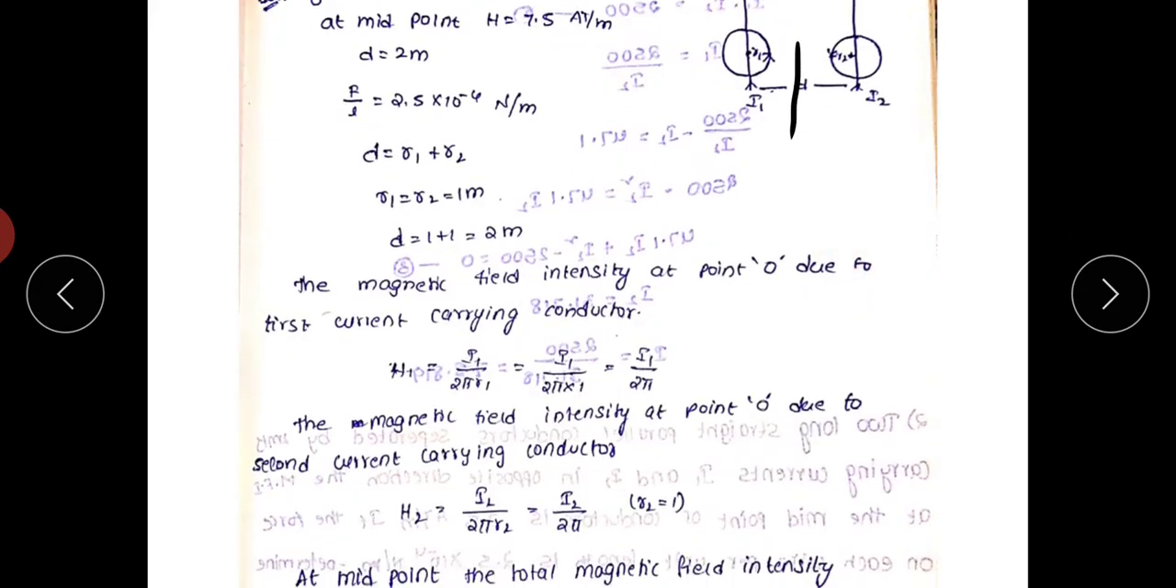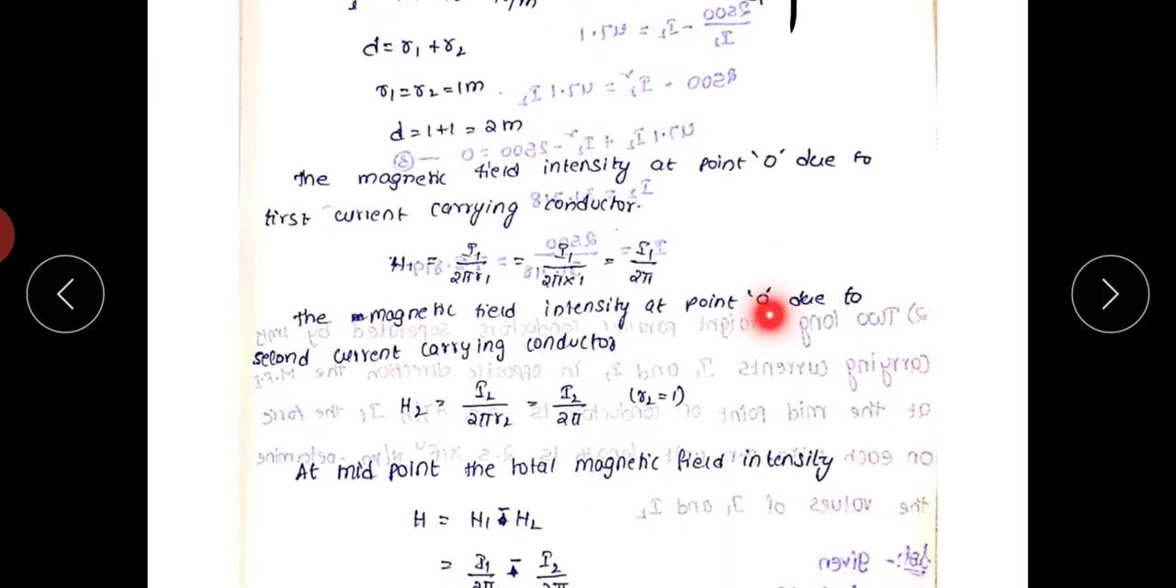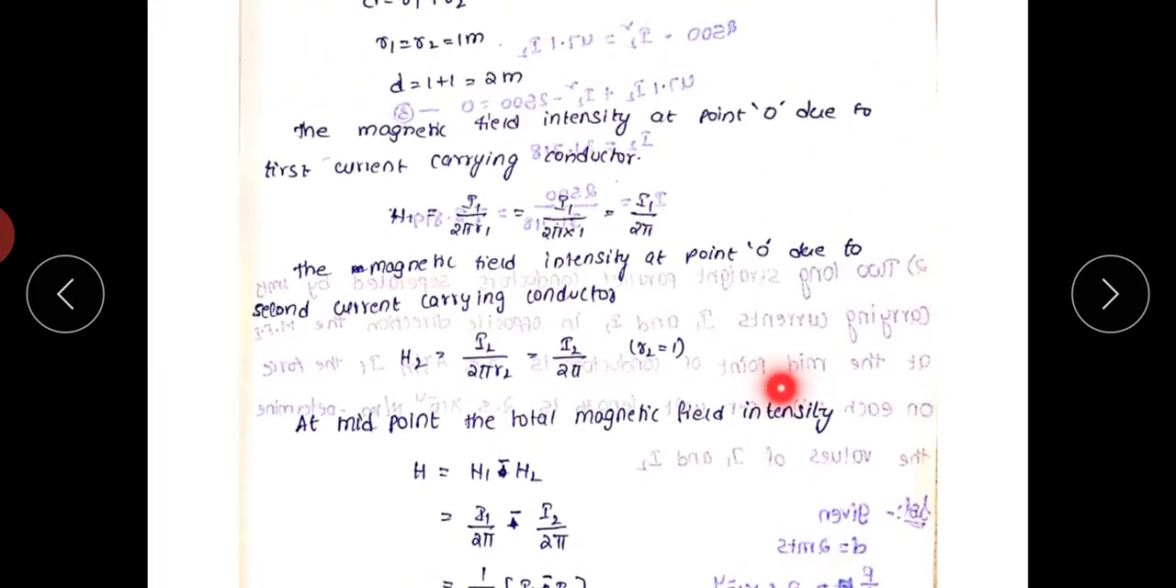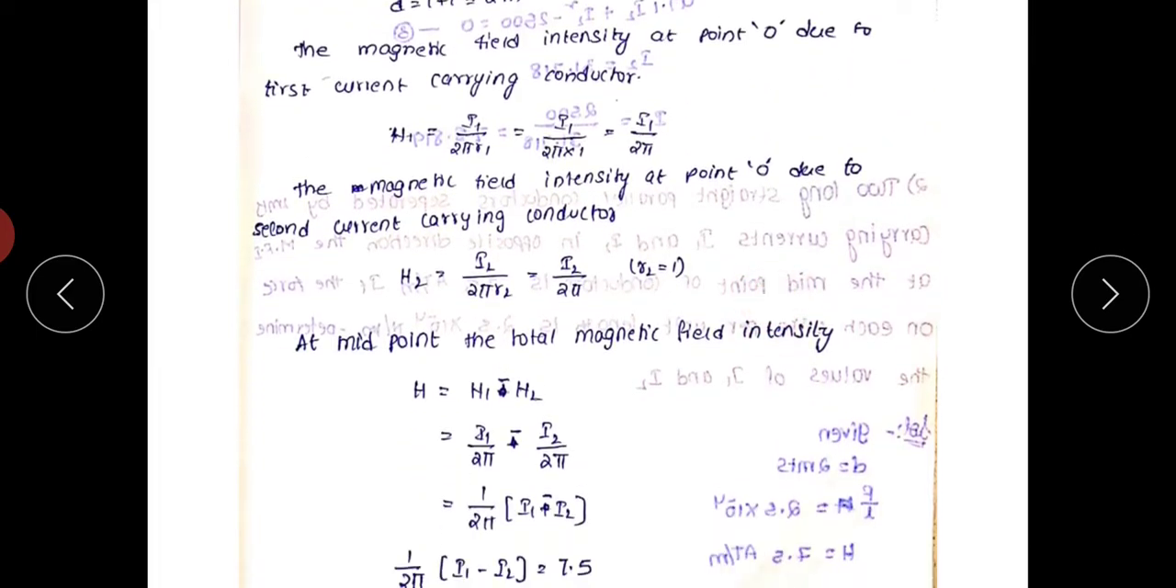Similarly, find the magnetic field intensity at point O due to the second current carrying conductor, H2. H2 equals I2 by 2 pi R2. Here R2 equals 1, so H2 equals I2 by 2 pi. Given that at the midpoint the total magnetic field intensity equals 7.5, we now find the total magnetic field intensity.